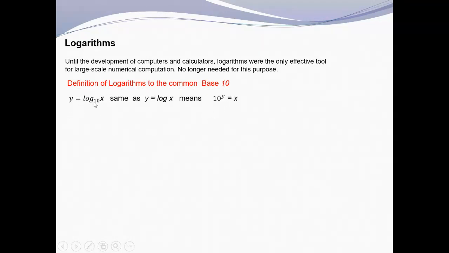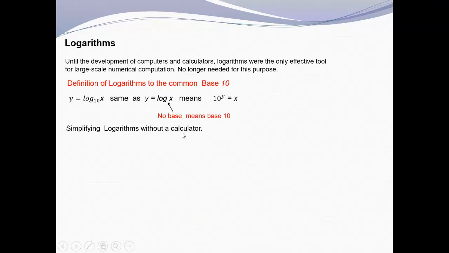If you have y equals log base 10 of x, it is the same as y equals log x. If there's no base, it means it's base 10. And I'm going to show you how to convert from logarithmic to exponential. This is the equivalent: y equals log base 10 of x is the same thing as 10 to the y equals x. No base means it's 10.